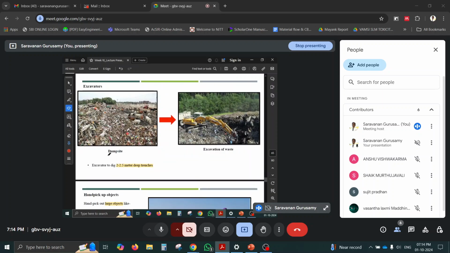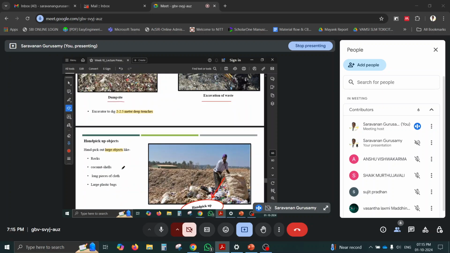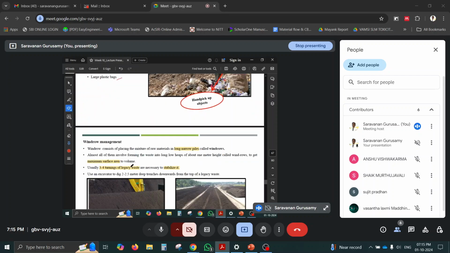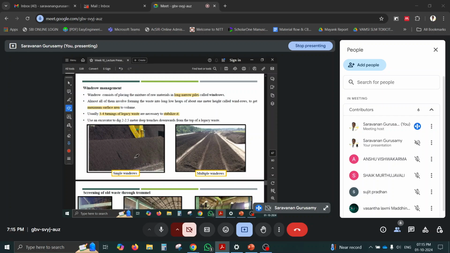So in the dump site, we first do excavation, using different earth movers and excavators to dig trenches 2 to 2.5 meters deep. Then we do hand picking, removing larger particles like rocks, coconut shells, long pieces of textiles, and plastic bags. Then we make windrows, multiple or single. This is for compost, and the same we can do for legacy waste.